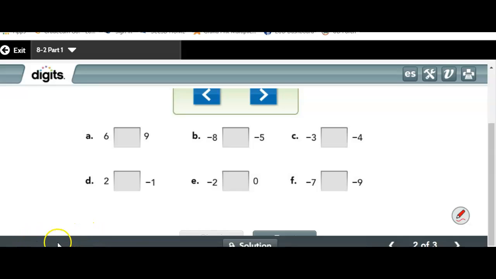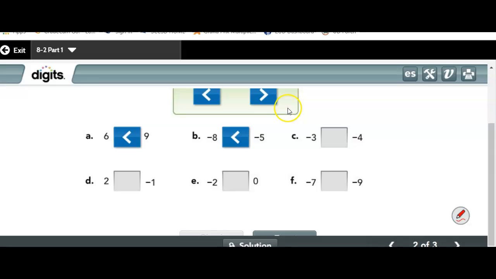Okay. A, what symbol goes in? Less than or greater than? Javen. Less than. Now we read it. 6 is less than 9. Think back to your alligators. The alligator eats the bigger number. That's how I always remembered it. Okay. B, greater than or less than symbol. Noah. Less than. Negative 8 is less than negative 5. Negative 5 is farther right on the number line.